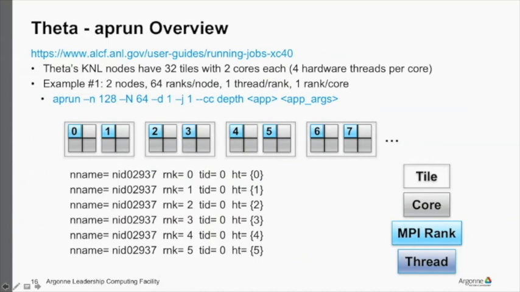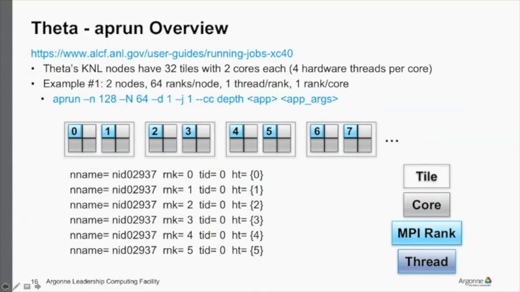In this simple example, we're going to run a two-node calculation with 64 ranks per node. We'll only have one thread per rank and one rank per core. The aprun setting for that process is listed below. With -j equal to one, we only have one hyperthread active within a core. That's what the images are representing: a tile. I'm showing four tiles in this example, and the dot dot dot would be the remaining tiles. Within each tile, there are two cores, and the black crosses are trying to denote the individual hyperthreads within a core.